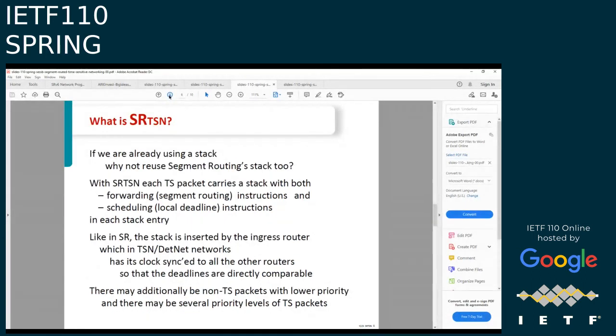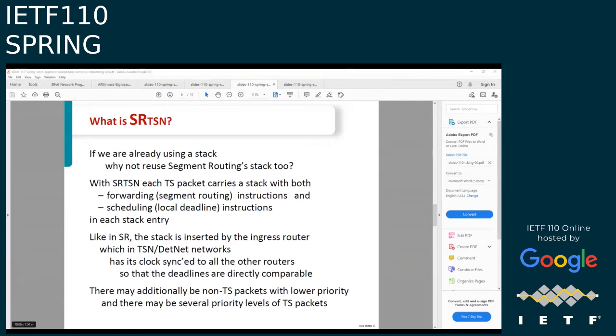Here we go. So what is SRTSN? Up to now, I've been talking about the stack. Well, the idea basically is, if I'm already adding a stack to the packet, why not add the segment routing stack as well? In which case, what I'm doing is adding into the packet headers a stack of entries, one for each router to be traversed, each entry having 2 sub-entries: one a forwarding instruction, that is where to send the packet, which I'll use a segment routing instruction for, and one a scheduling instruction, that is the local deadline that I was talking about before.